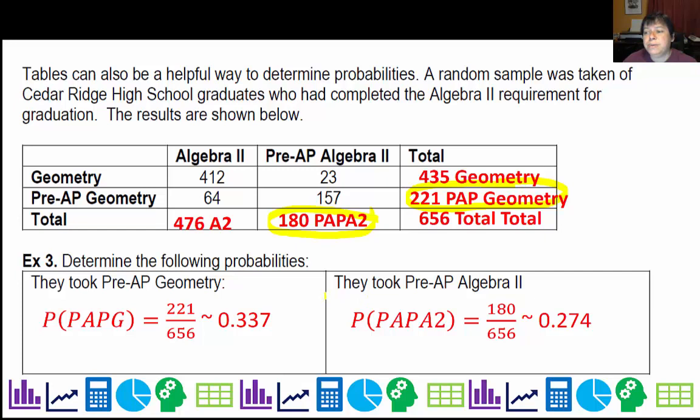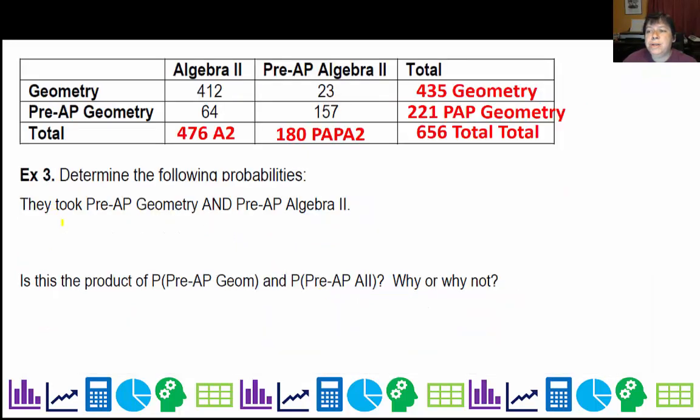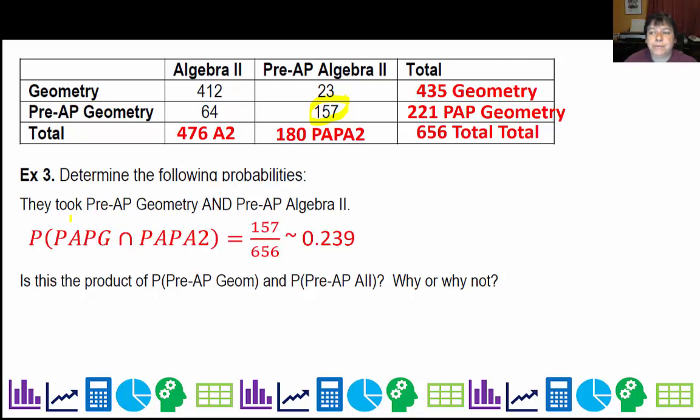Now let's go ahead and do some more examples. What's the probability they took pre-AP geometry and pre-AP algebra 2? Well, the only people that took both are those 157 people. So it'd be 157 out of 656, or 0.239. Now, could I say if I multiply the probability of pre-AP geometry times the probability of taking pre-AP algebra 2, would I get the same answer? Because this is an and. It's a little tricky here, because what's going on is if I multiply them, I actually get a 9% probability. And why or why not?